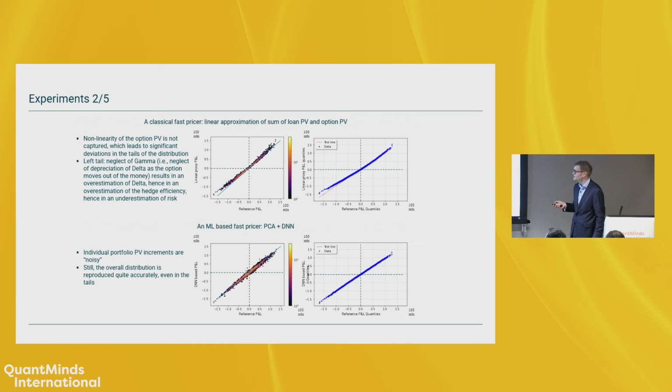This is what we obtained using a PCA and a DNN. So you see in the scatter plot there is some noise. In the tails, not so much. And the QQ plot is actually quite presentable, and certainly better than this one, especially in the tails.